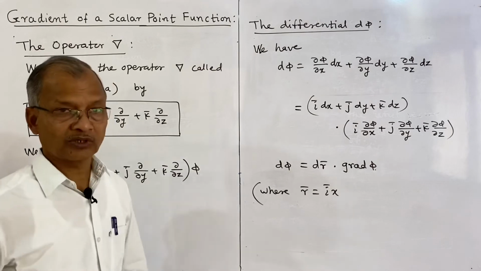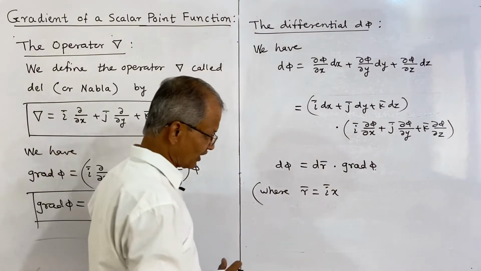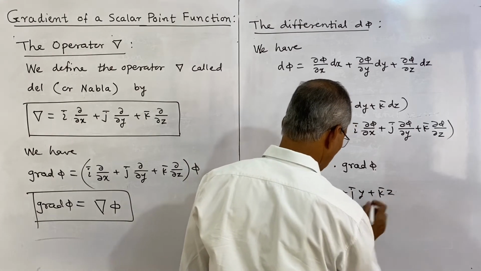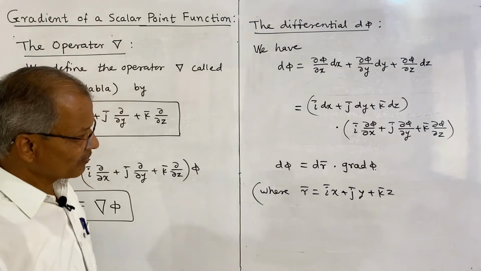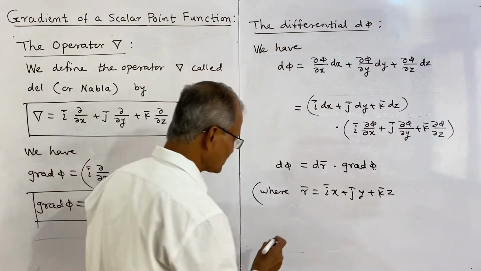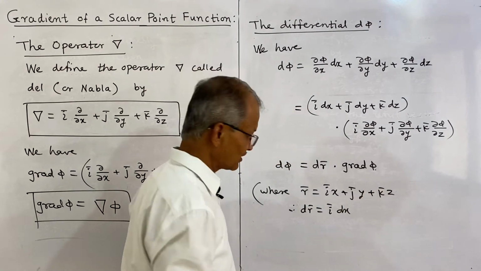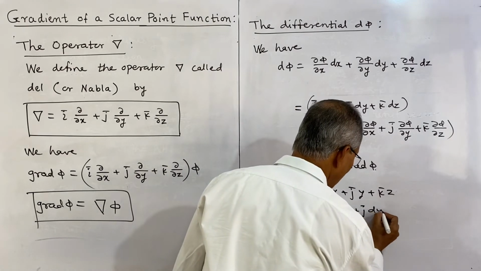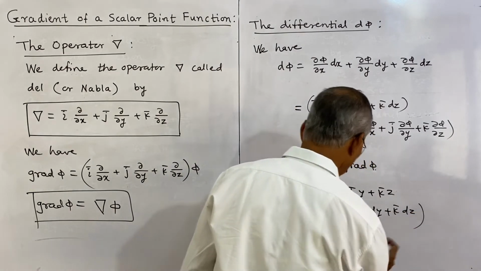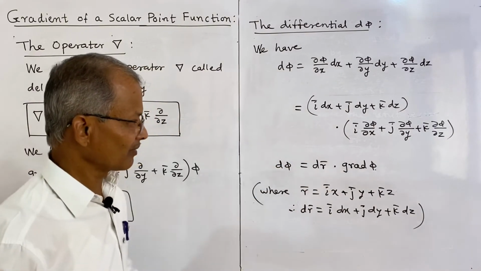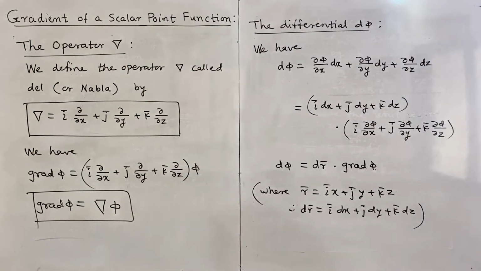is not a unit vector but the position vector of a point having coordinates x, y, z. So r is ix plus jy plus kz, and therefore what is dr bar? Dr bar, taking the differential of this, is i dx plus j dy plus k dz, and therefore we have replaced this i dx plus j dy etc. as dr bar. So this is the total differential d phi, and similarly we can express the total differential for a vector point function.